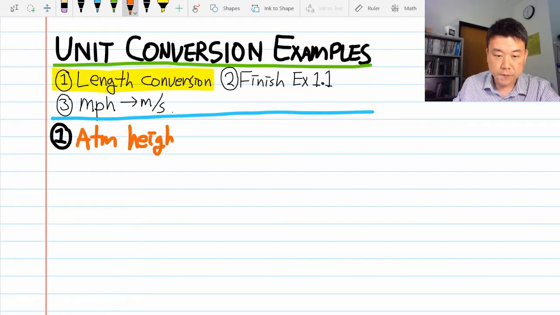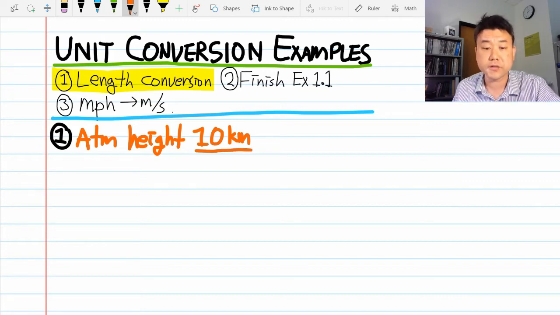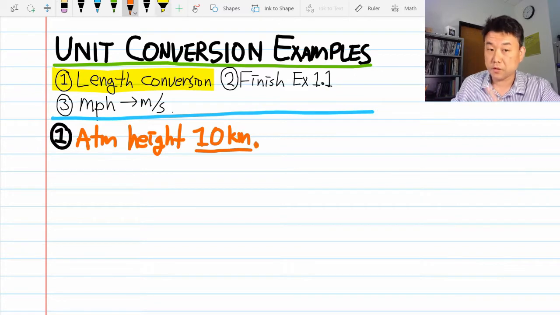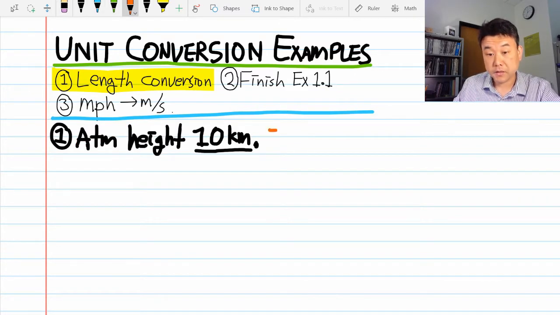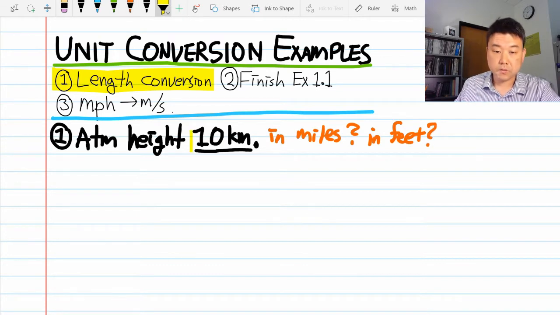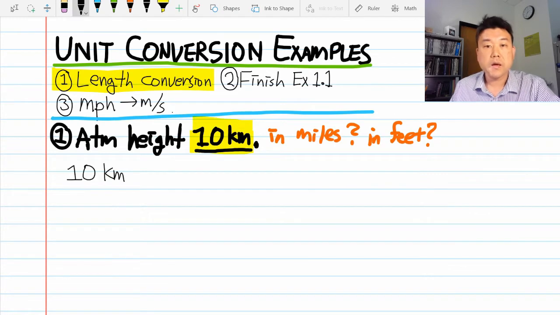So if the atmospheric height is 10 kilometers, well, in the customary units or English or imperial units, what is 10 kilometers? So the question is, what is the 10 kilometers in, let's say, miles or in feet? Those are the two fairly large length scales that we should be able to convert this into. So we start out with the number 10 kilometers. And what we now need is a conversion factor. What a conversion factor is, it's essentially number one, but you write it in a very specific way to convert one unit into the other.